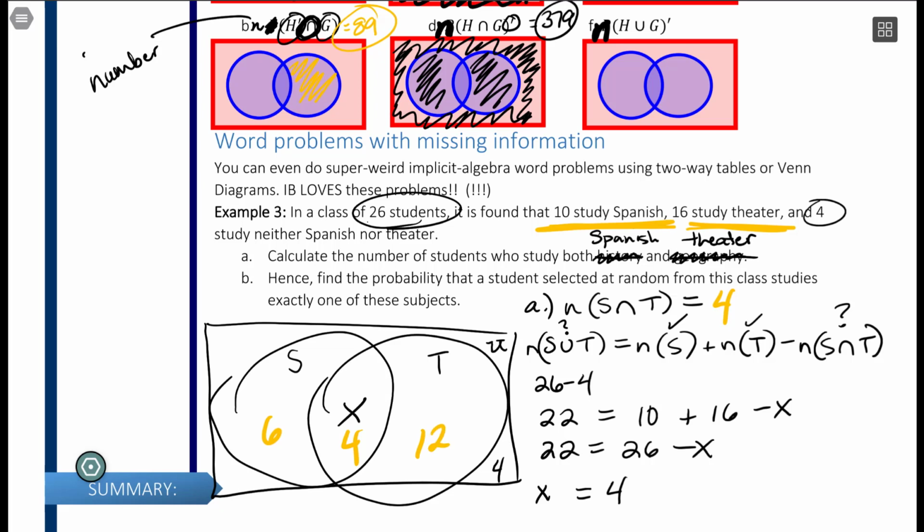We should be able to answer the next question without any problem. So, find the probability that a student chosen at random from this class studies exactly one of these subjects. I will leave that for you to answer.